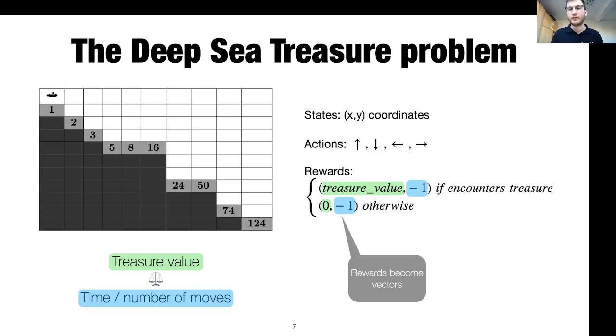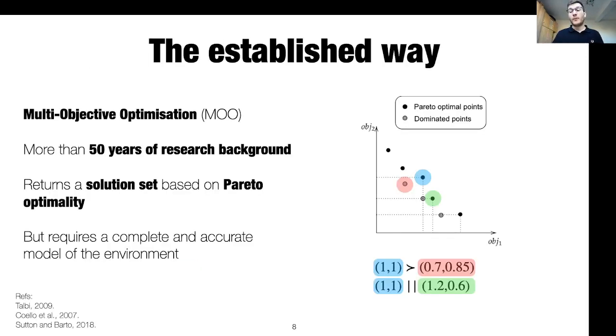Here the difference with classical reinforcement learning is that now we have rewards that become vectors. Currently, the established way to solve multi-objective problems is called multi-objective optimization, and we actually have more than 50 years of background using these techniques.